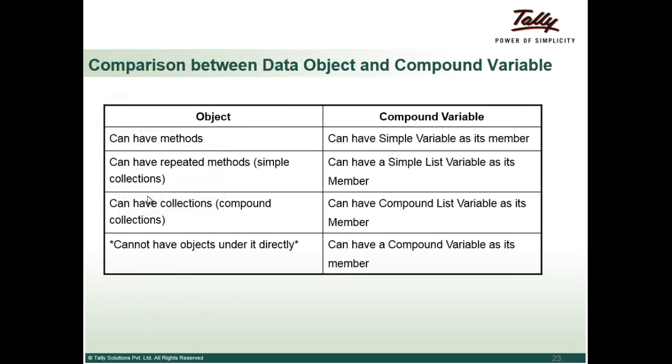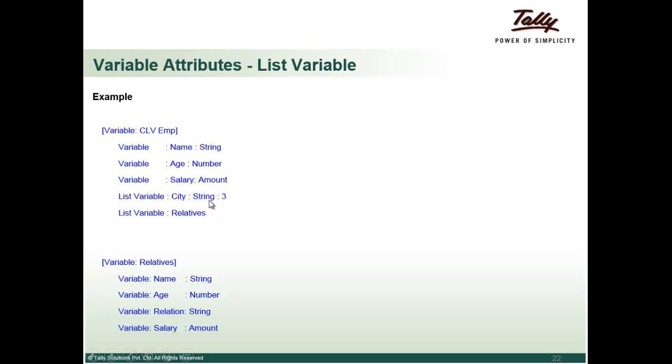The first list variable, city, is a list of simple variables of type string, and it is initialized to a default value 3. And there is one more list variable, relatives, and this relatives is in turn a compound variable, which has a name, age, relation and salary. So this is how a hierarchy is built. There is a compound variable which consists of a list variable relatives, and the list variable in turn consists of variables of type string, number, string, and amount.